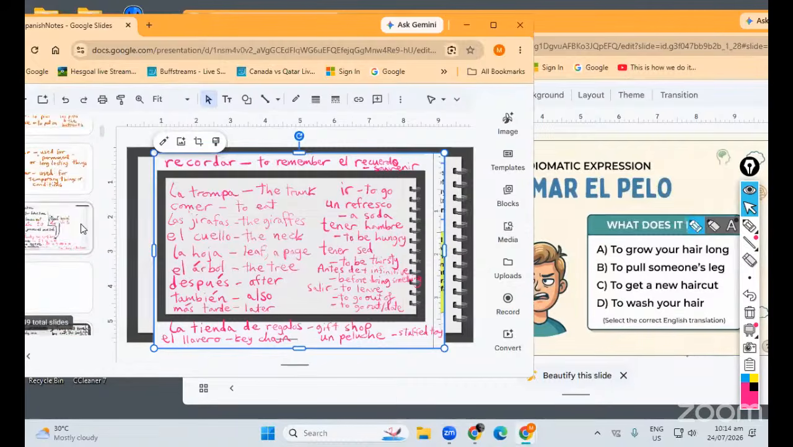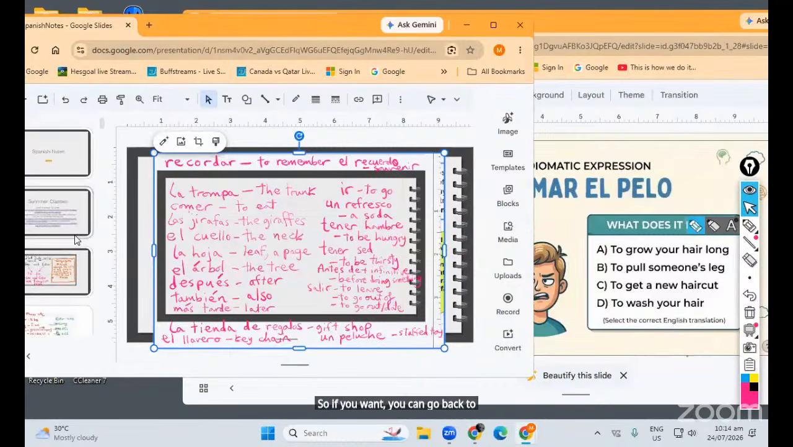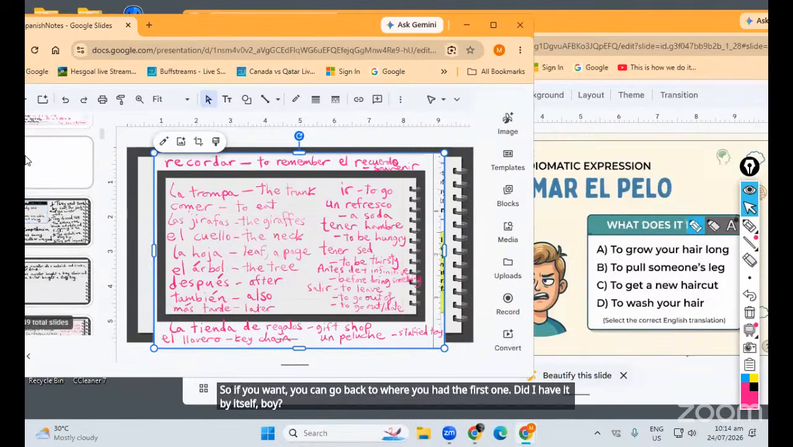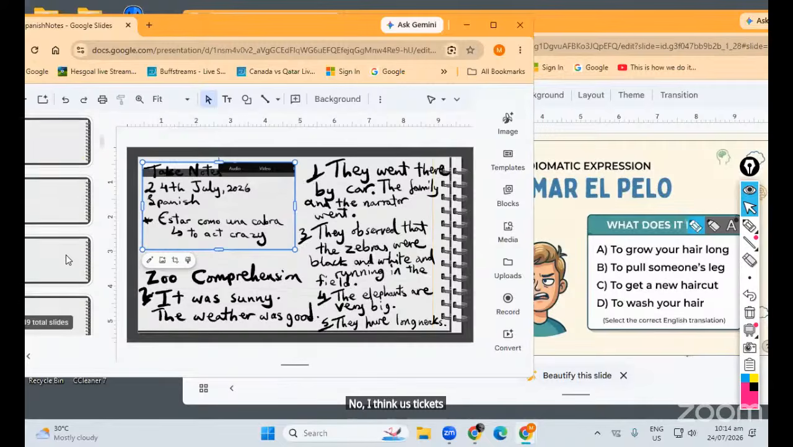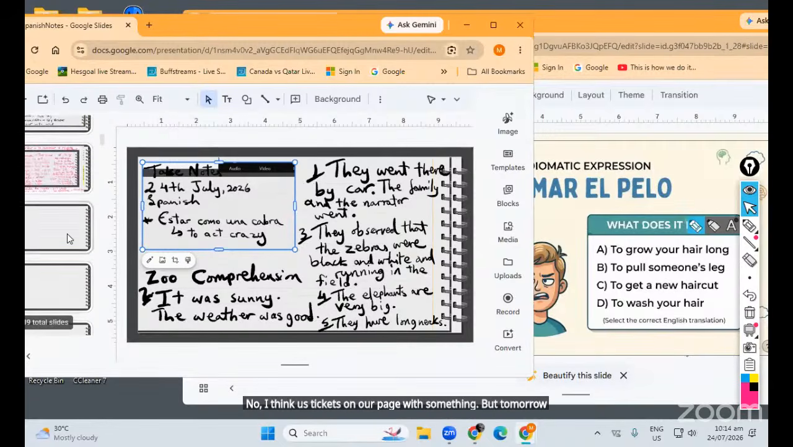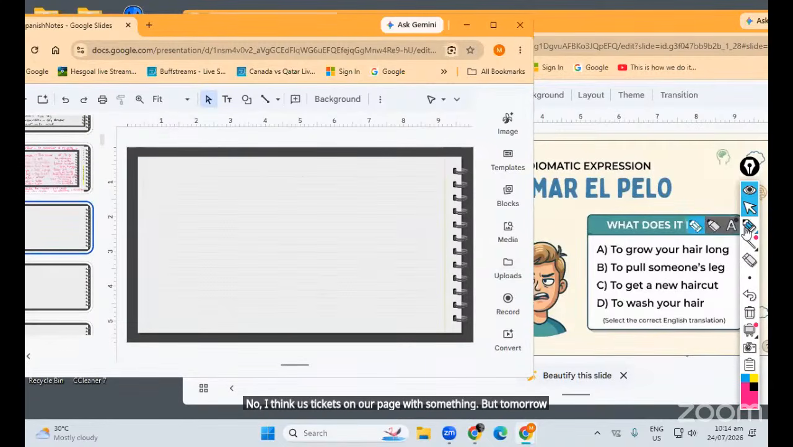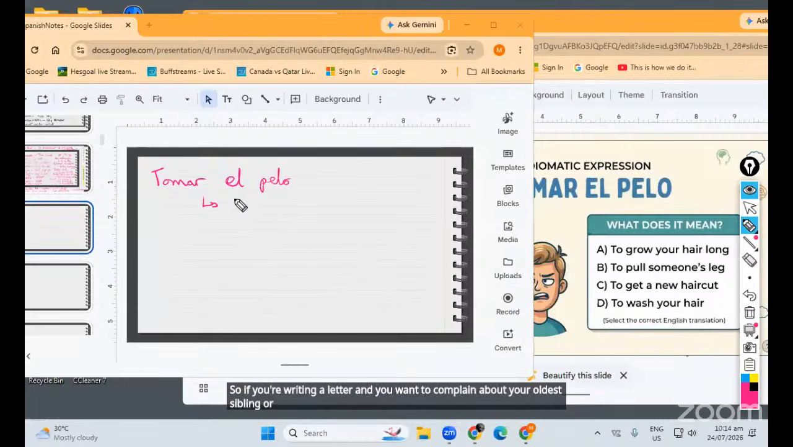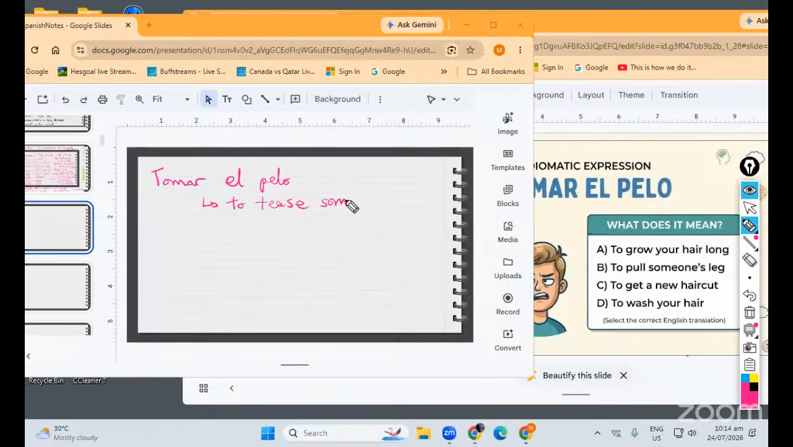Right? So if you want, you could go back to where you had the first one. Did I have it by itself, boy? No, I think I stick it on a page with something. But tomar el pelo is to tease someone. So if you're writing a letter and you want to complain about your older sibling or your younger sibling, right? You could talk about them doing this.